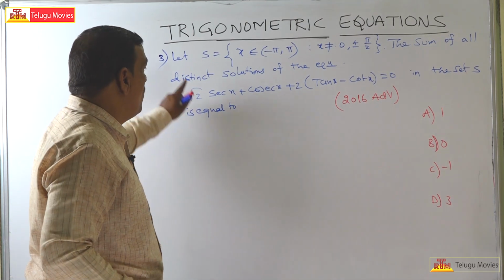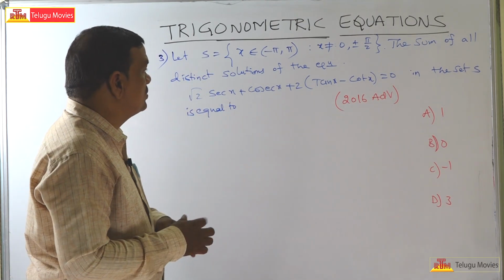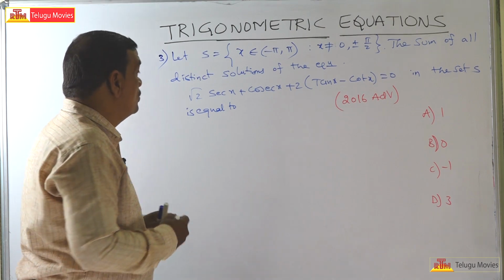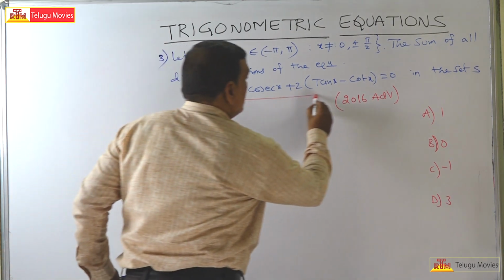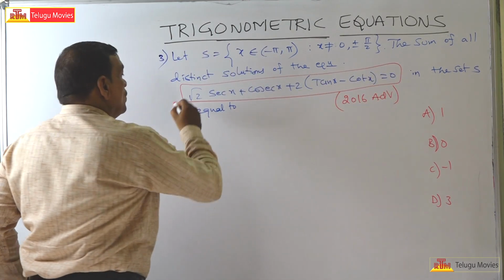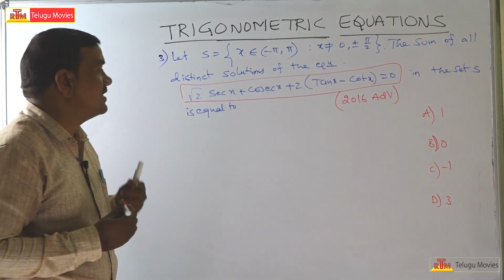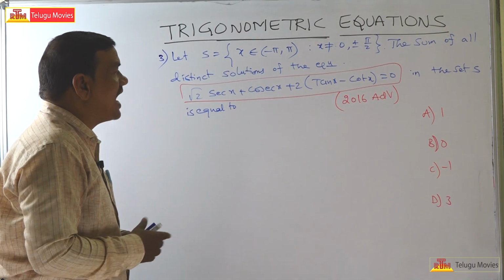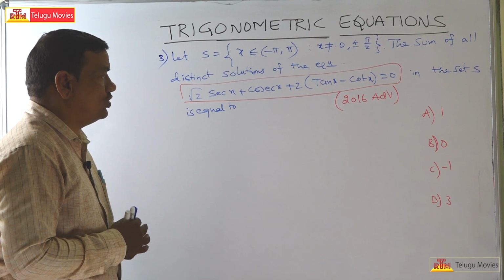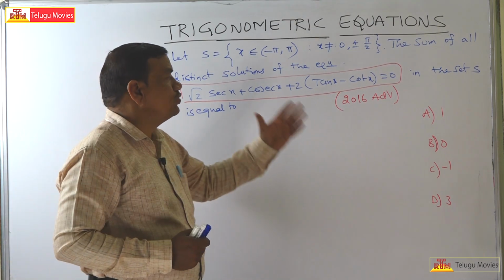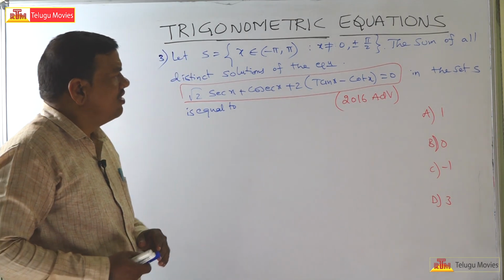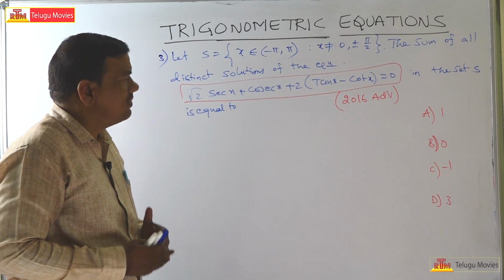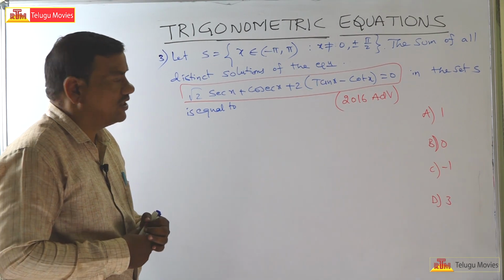Then find the sum of all distinct solutions of the equation. This is the equation given: root 2 secant x plus cosecant x plus 2 times (tan x minus cot x) is equal to 0. This question was asked in JEE Advanced 2016, but even though it is an advanced question, the problem is very, very easy, we can solve it.